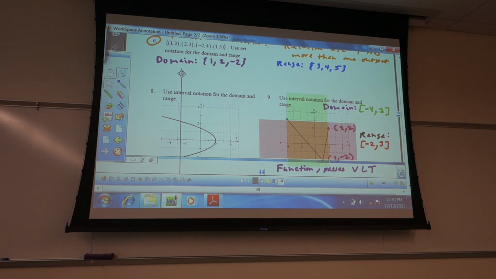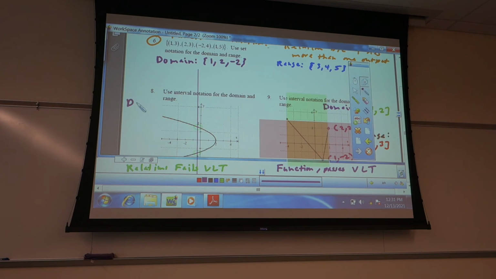Now number 8, is this a function or a relation? What do you folks think? It's a relation. See how it hits here twice? It comes away, not right next to each other, but it hits it and then goes away from it and then comes back and hits it again. So that is a relation. It fails the VLT. Okay, so now we need to find its domain and its range.